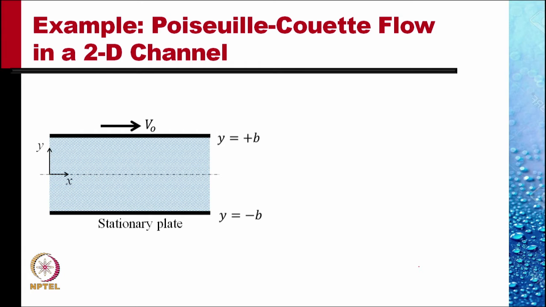The plates are infinite in length, 2b distance apart. We take the origin in the middle of this channel so that the upper plate is at y is equal to plus b and the lower plate is at y is equal to minus b. Let us assume that the lower plate is stationary while the upper plate is moving with a constant velocity v naught.